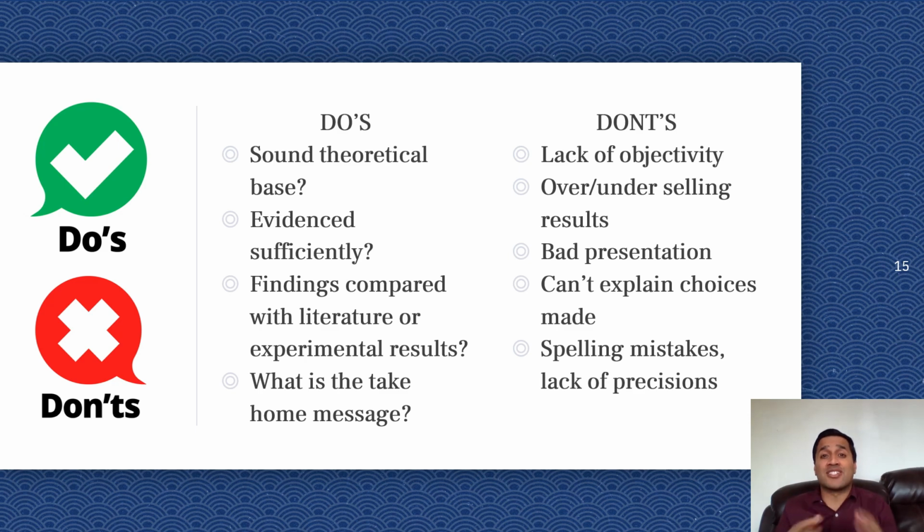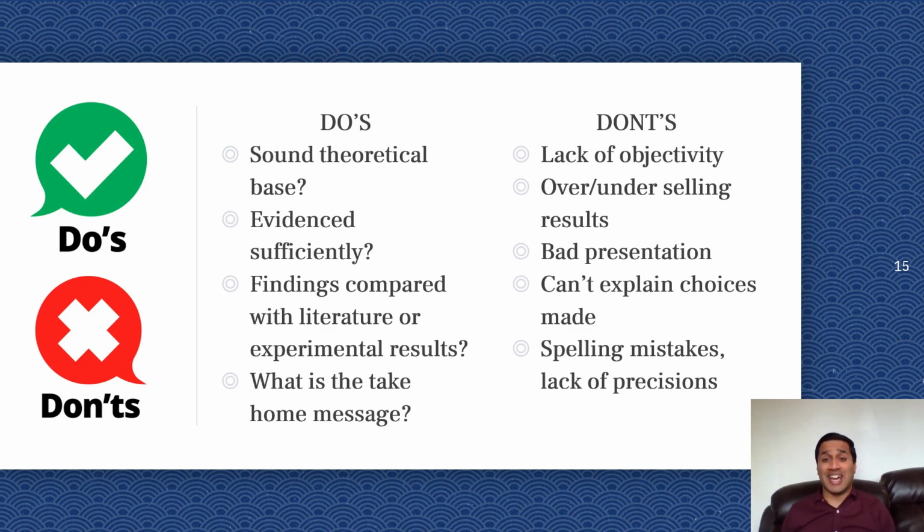Have you evidenced sufficiently? Have you acknowledged others? What about your findings? Have they been compared with the literature review, or with any other experimental results? What is the take-home message? By this I mean, what have you exactly done within the PhD thesis for the external examiners to award you, via the university, your PhD?